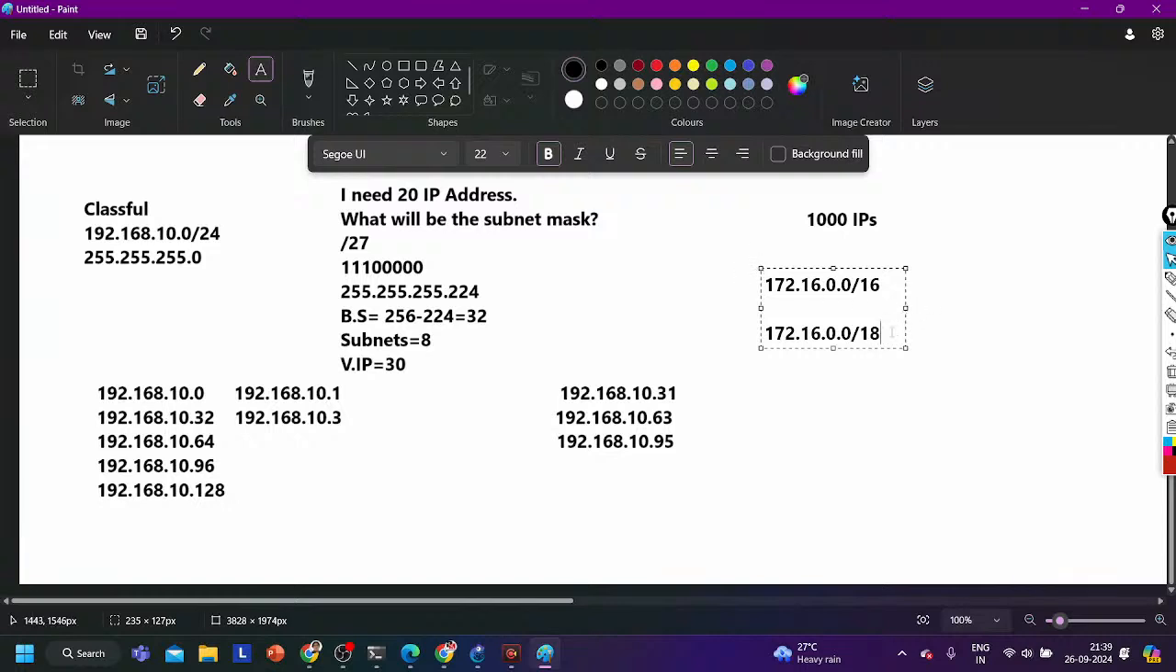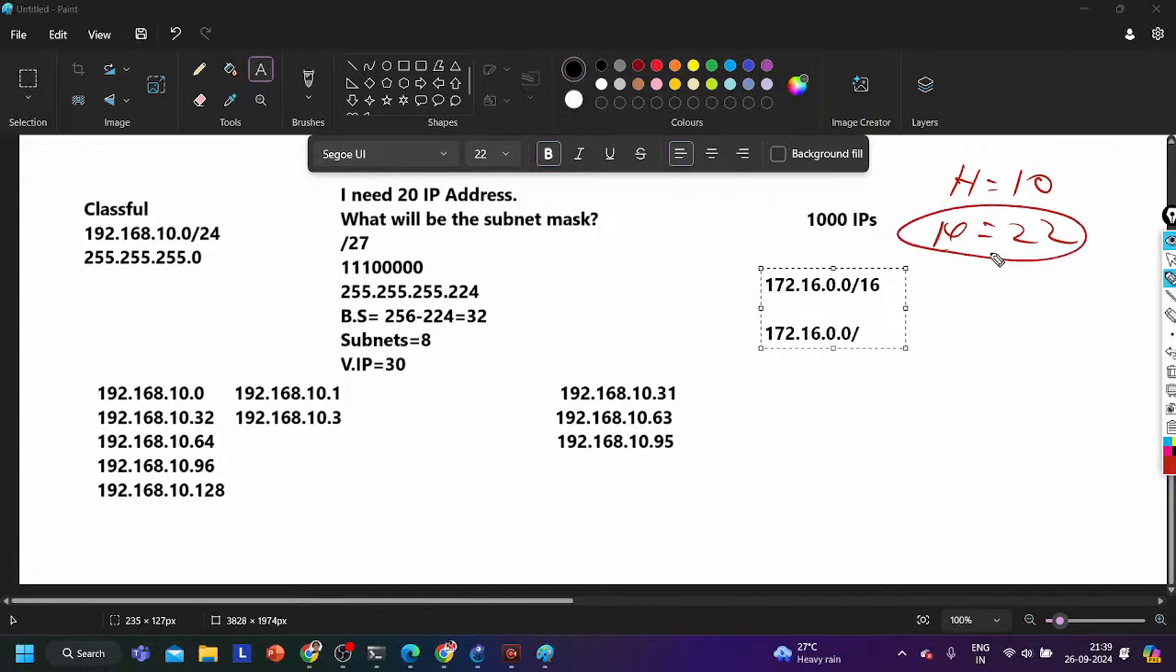Only 2, bro. You have calculated the host bits. Host bits was 10. If host is 10, then what should the network bits be? 22. By default, the CIDR value for class B is 16. So how many bits do you need to borrow?